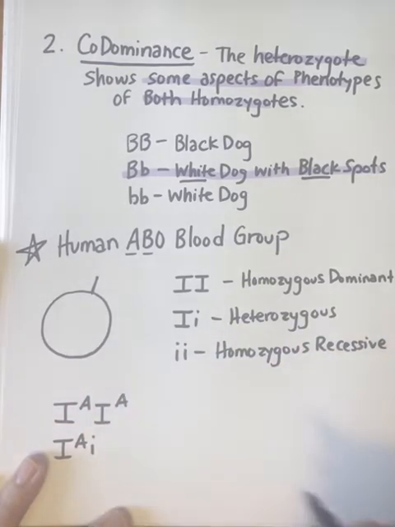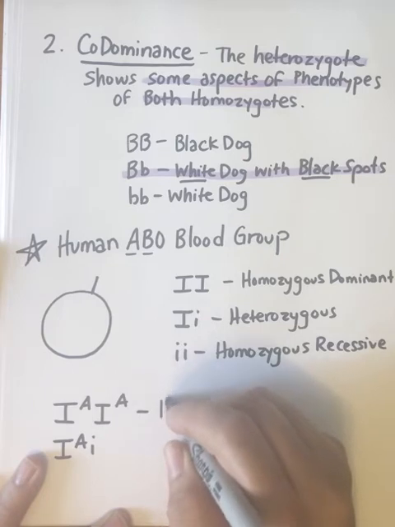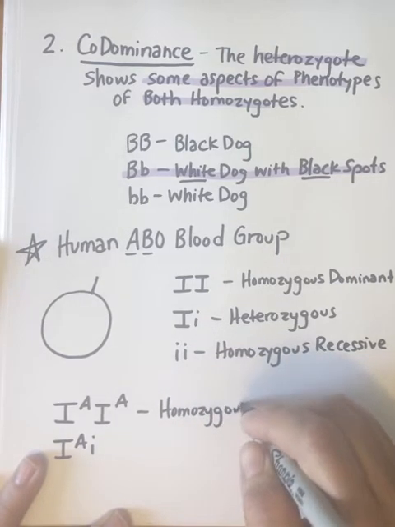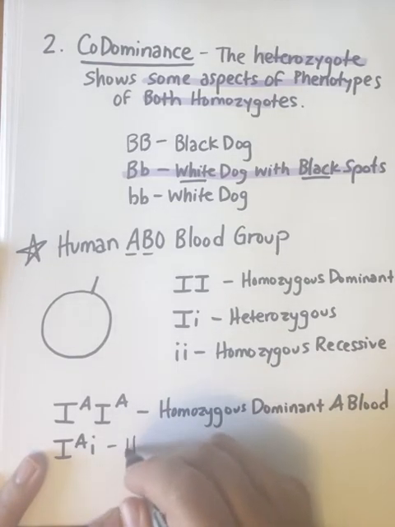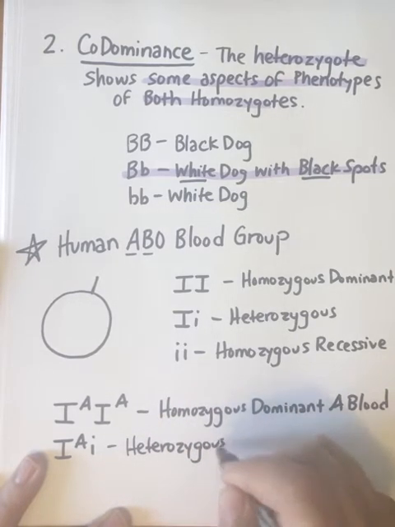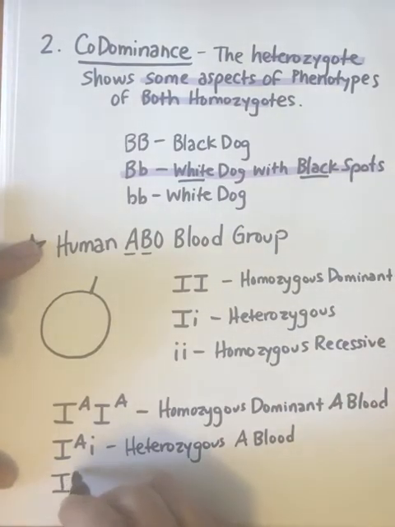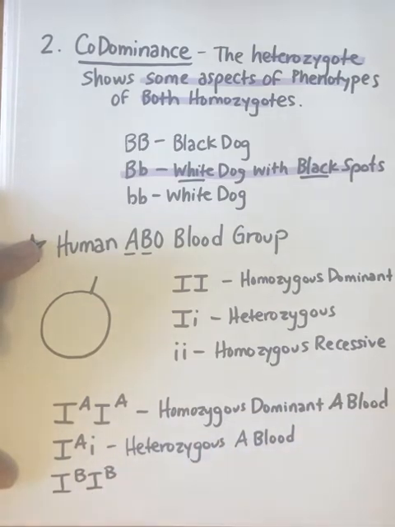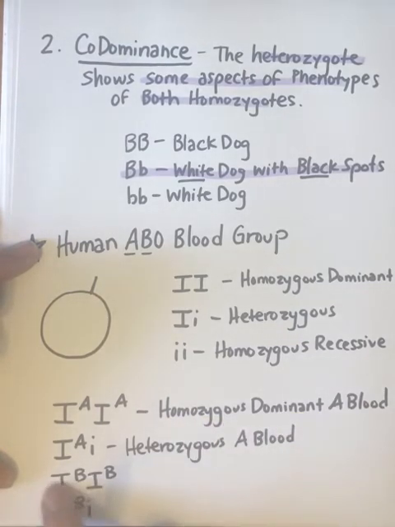But you can also be heterozygous A blood. Heterozygous is a big I, little I. So this is a homozygous dominant A blood. Now, the phenotype is A blood. This one is heterozygous A blood. So you can do the same thing with B blood. You can be homozygous dominant B blood, and you can also be heterozygous B blood. Homozygous dominant because you have two big I's, or heterozygous B blood.